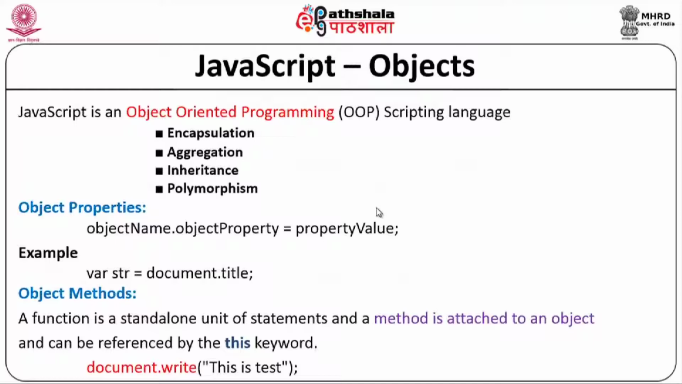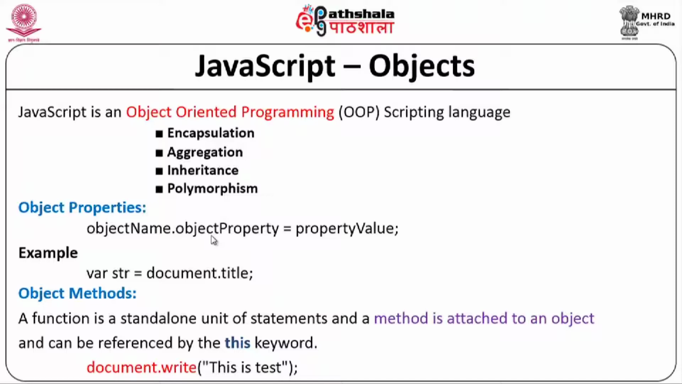Now JavaScript supports an important concept called objects, because JavaScript is an object oriented scripting language. It supports object concepts like encapsulation, aggregation, inheritance and polymorphism. As we know, encapsulation encapsulates both properties and methods within the objects. So we know the basic difference between a function and a method. What we were seeing now as a function is a standalone unit of statements, whereas a method would normally be attached to an object.